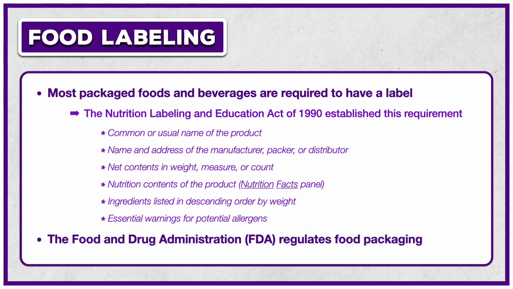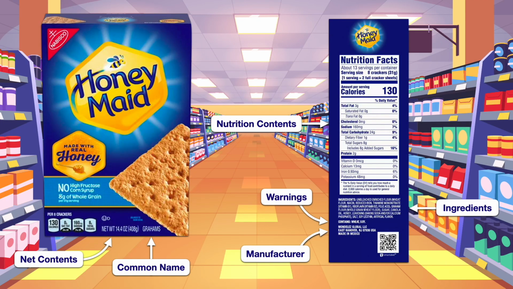The Food and Drug Administration, or FDA, regulates food packaging. So, they outline what companies must put on the product, and they also monitor for accuracy and compliance with standards. Here's an example of food labeling using honey-made graham crackers. The net contents are 408 grams, and the common name is graham crackers.